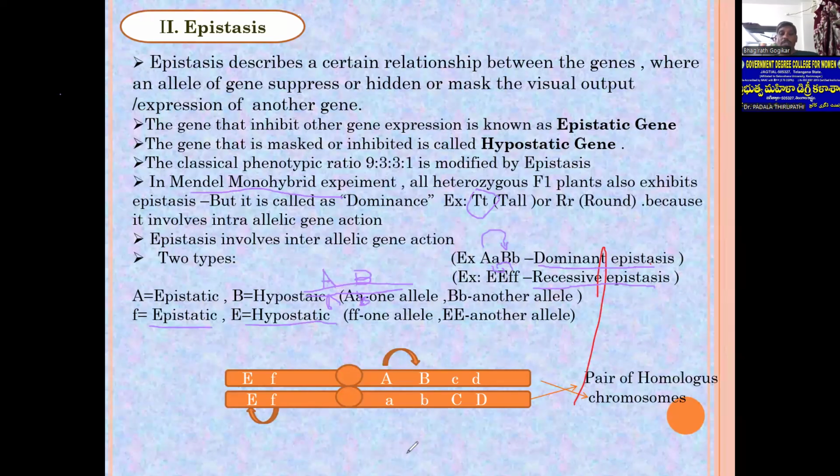So based on this figure, you can observe that this is the chromosome, the homologous chromosome. Here this is one allele, this is another allele, this is the third allele, this is the fourth allele.